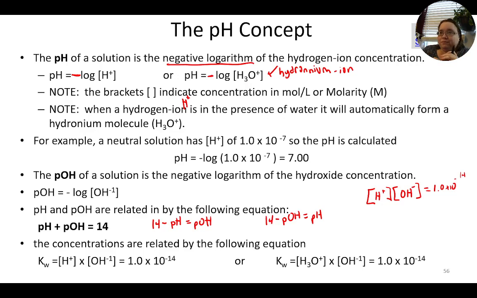But these relationships we're actually going to be using to do calculations. So I want to start with a couple easy examples. We're going to look at just calculating pH, pOH.